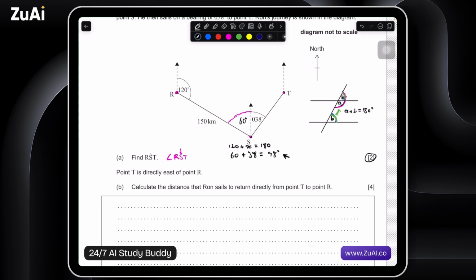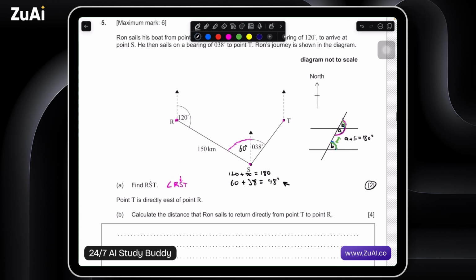Point T is directly east of point R. Calculate the distance that Ron sails to return directly from point T to point R. So directly east means that we travel directly on a flat line. So again, if we have north, south, east, and west, to go directly east means that we don't have any kind of deviation north or south. Which actually is quite nice, makes this question super simplified. And it's very nice of them to do that, I think.